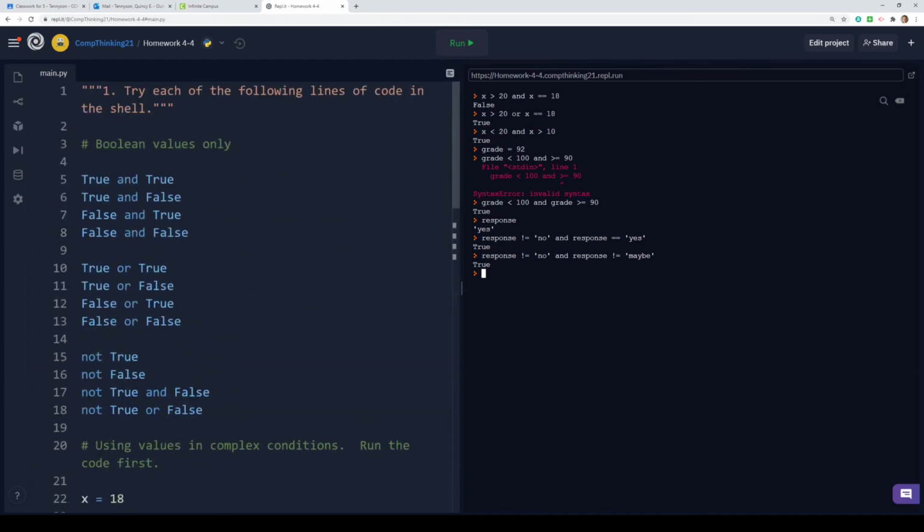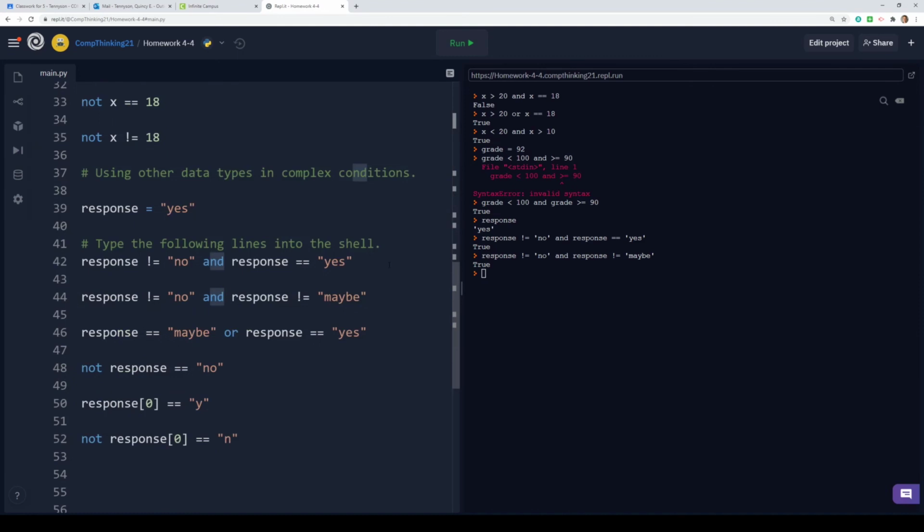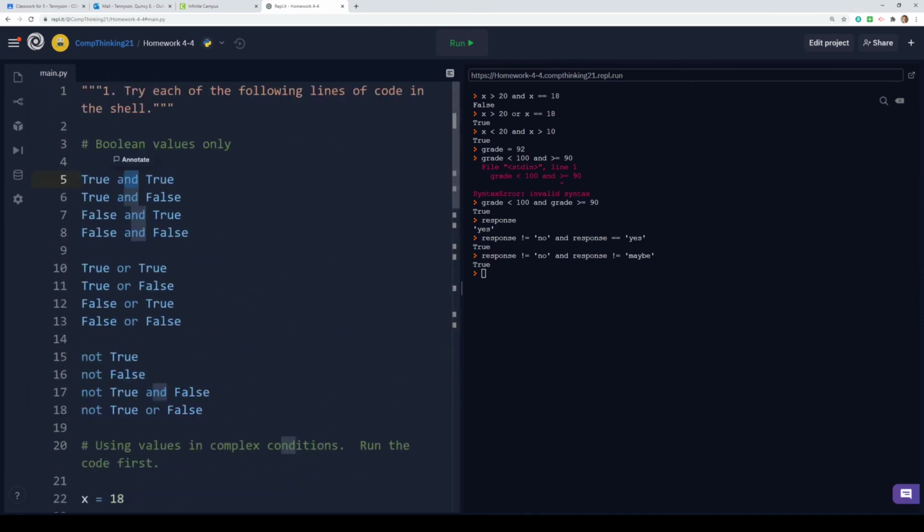Okay, so these are just an introduction to the logical operators. It's really all this is intended to be, to start to experiment with how and, or, not work. So hopefully you tried all these out and got to observe their behavior. Up next is our last video for homework review, which is 4.5.